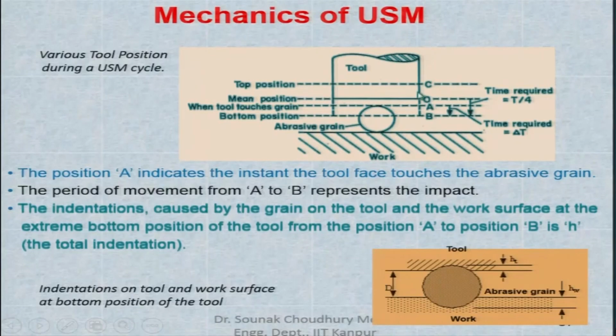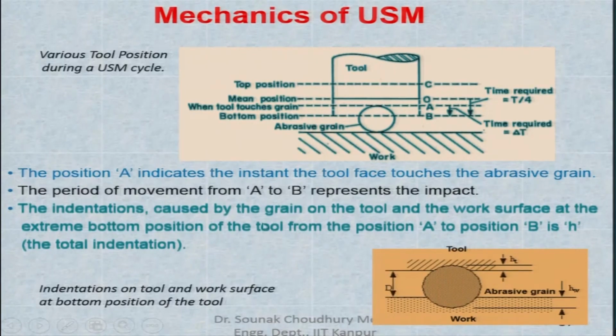Now, position A indicates the instant the tool face touches the abrasive grain. The period of movement from A to B, where the tool moves along with the grain, means there will already be a fracture. First it comes and touches that grain, then it moves from A to B, and the grain moves too. So, this represents the impact from A to B, when the tool is moving along with the abrasive grain. Then it will have an impact.